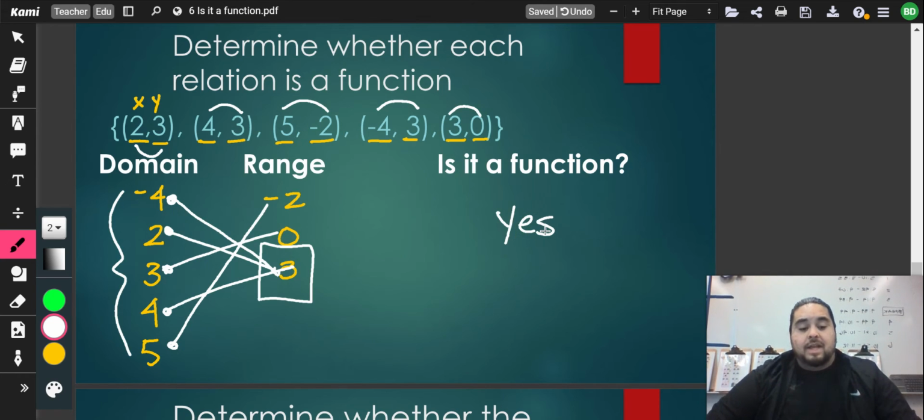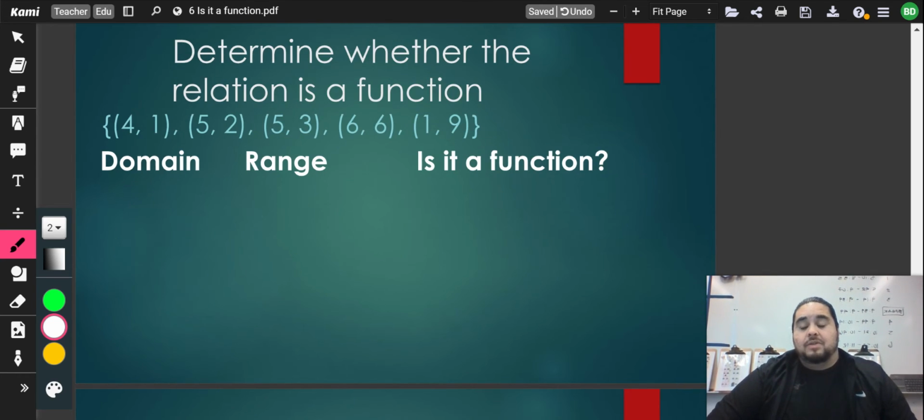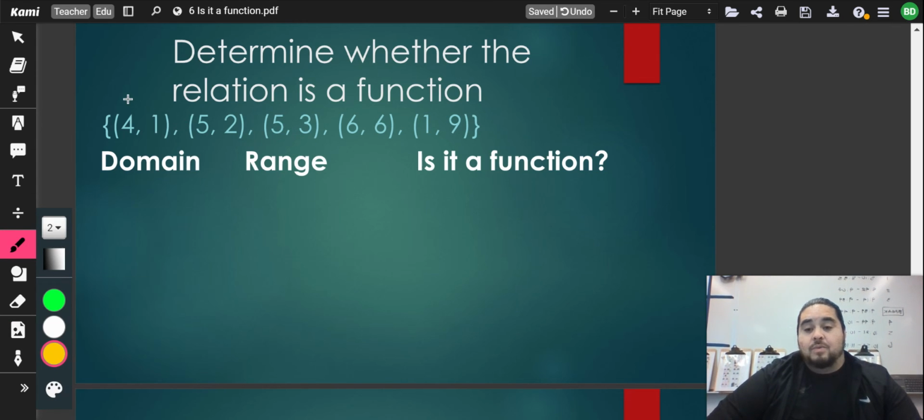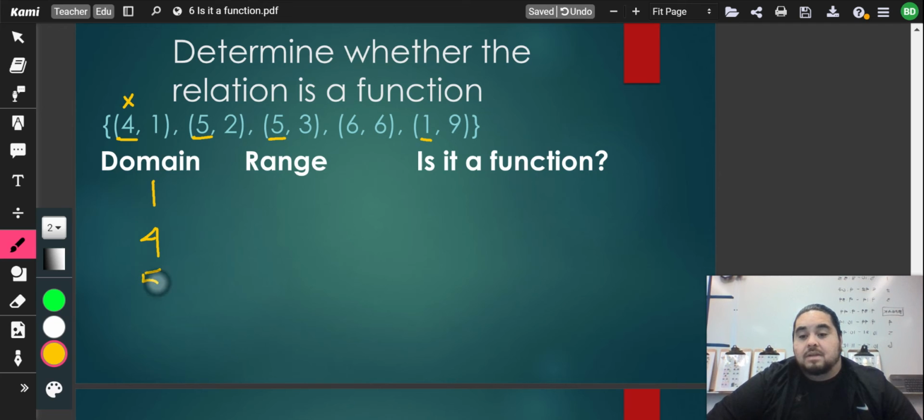Okay, let's look at another example. So here we have another set of ordered pairs, and we are going to do the same thing. We're going to list out our domain. Those are our x values. So 4, 5, 5, 6, and 1. In order from least to greatest, starting with 1. Then I have 4. Then I have 5, which happens twice, but I'm only going to write it once. And then I have 6.